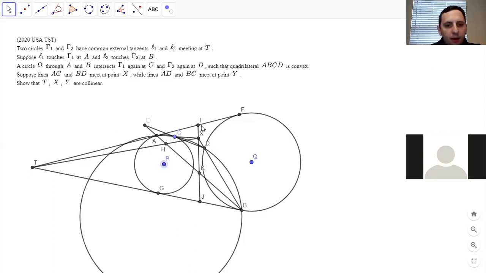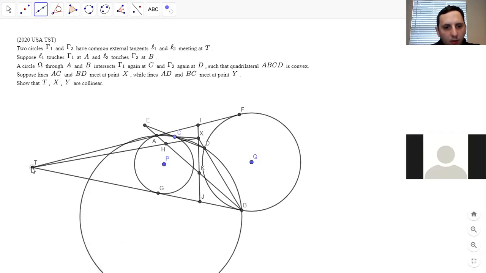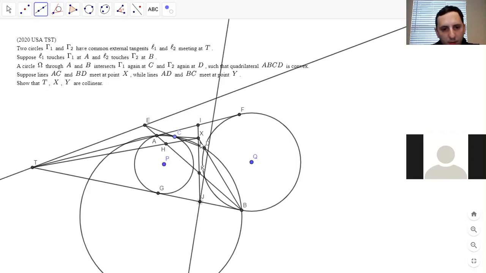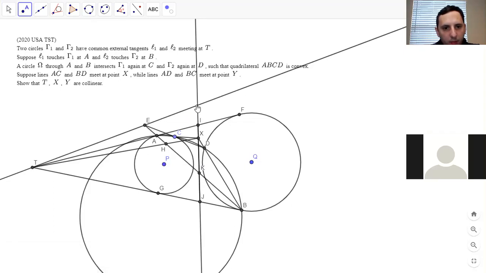Maybe we could let TI intersect TE intersect IJ, and then we want to show IXJ and that point are harmonic. Or we could try showing a cyclic quadrilateral that you said. So LIXJ.